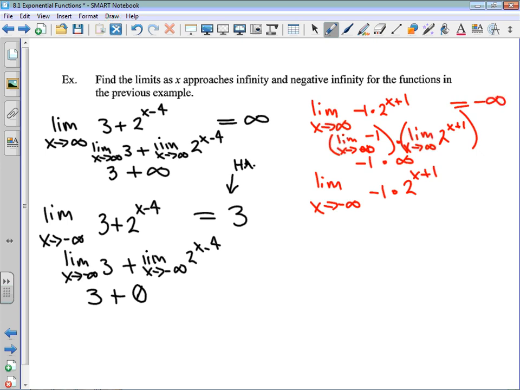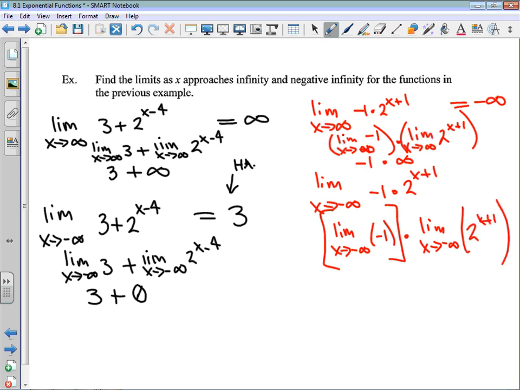As x increases to the right, what happens to the value of y? And you'll see that it goes to negative infinity. Down here, this is the limit as x approaches negative infinity of negative 1, little extra bracket there, sorry, times the limit as x approaches negative infinity of 2 to the power of x plus 1. This is negative 1, but this is 0. Anything times 0 is 0, so that limit is equal to 0.